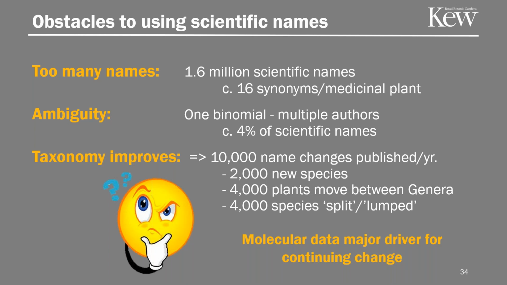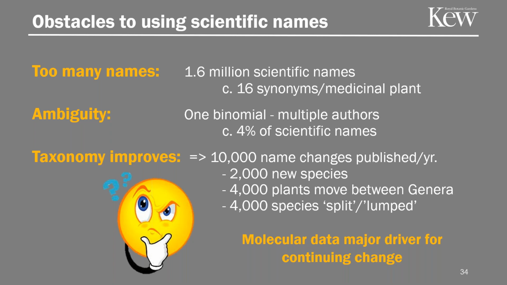And then finally, the taxonomy is improving. Our understanding of relationships is improving. And so the taxonomists keep changing names, and the gardeners amongst you will be acutely aware of this and probably fed up with them. I don't have time today to go into the very good reasons why they do that, but nevertheless, to give you a flavor, 2,000 new plants are being found every year, so that's new names.